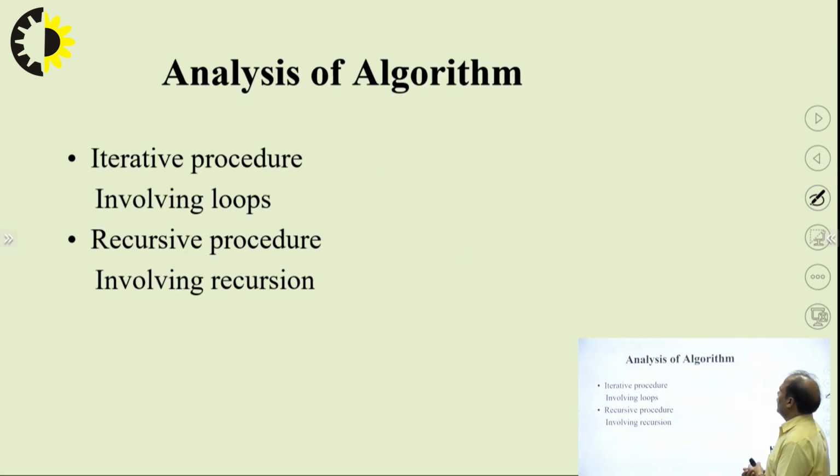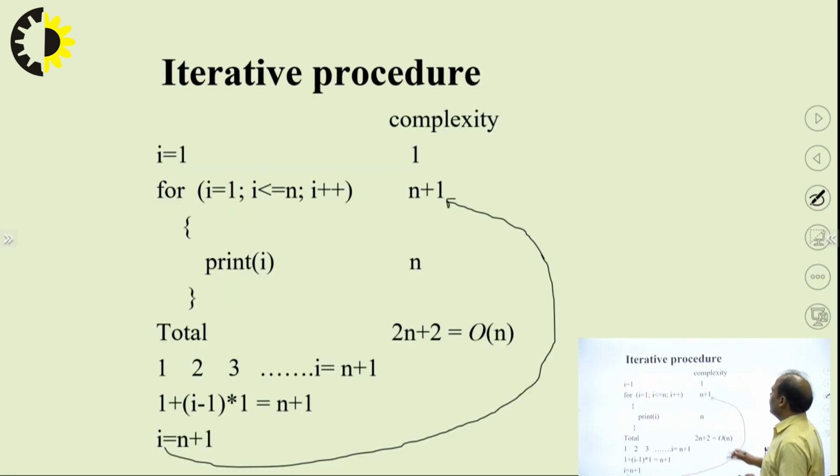If we talk about analysis of algorithms, there are two kinds of procedures: iterative procedures involving loops, and recursive procedures which involve recursion. Let us have one example of an iterative procedure in C. Consider a simple C program where i is assigned 1 and there is a for loop from 1 to n, and I'm just writing a simple instruction, print i.